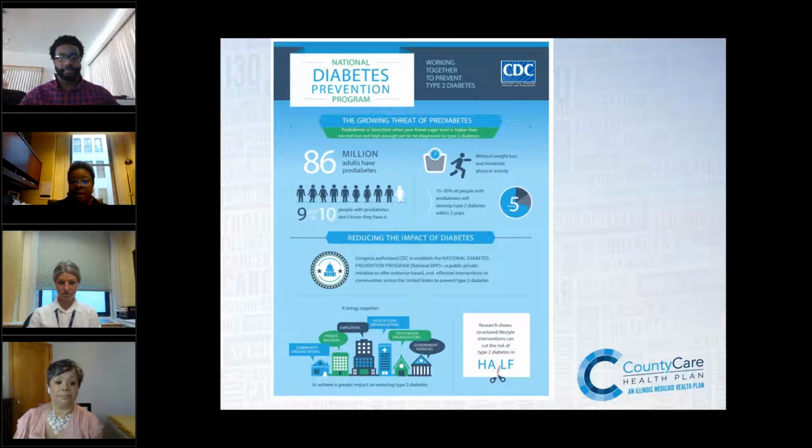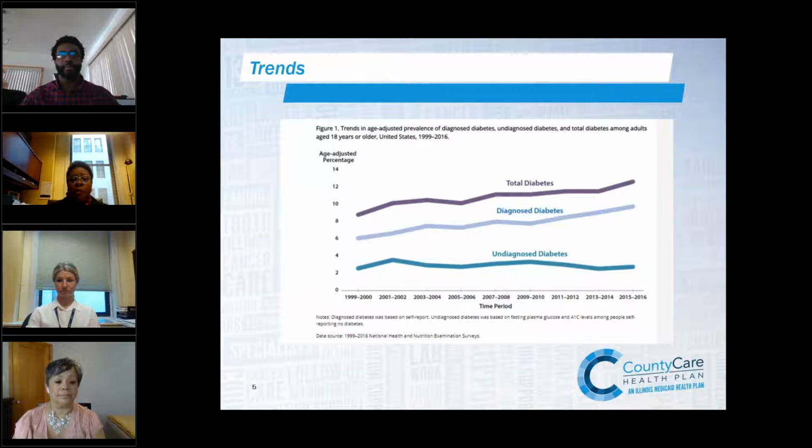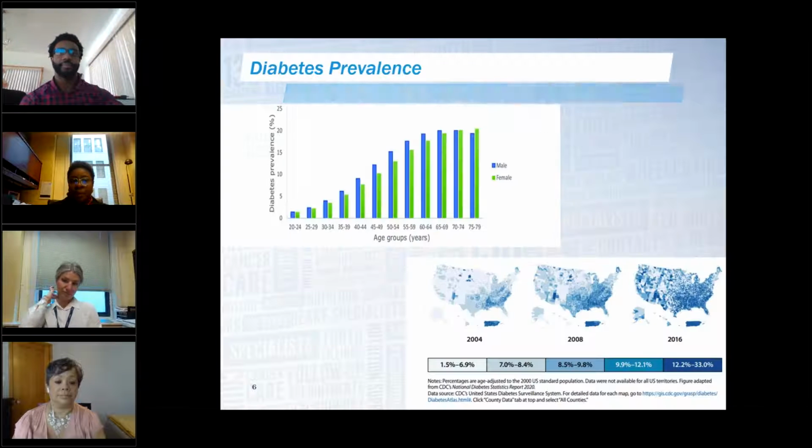make an impact. If you look at the right side of this graphic, we know that if we intervene, that is with lifestyle interventions, which we'll talk about a little later, we can cut the risk of type 2 diabetes by half. So taking that 33 million to 15 million is drastic in terms of cost. When we look at the trends of diabetes over the last 20 years, we can see that the total number of cases continues to grow year over year.